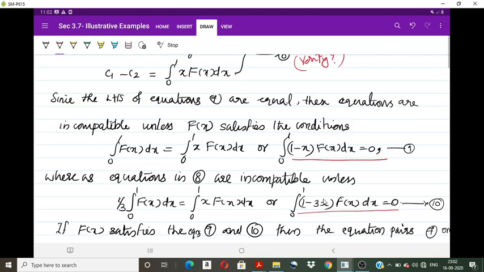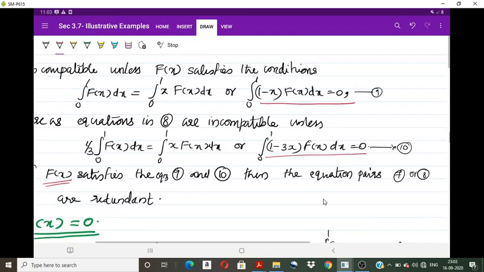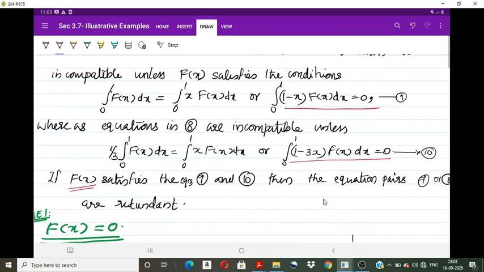If the function f of x is such that it satisfies equations 9 and 10, then equations 5, 7 or 8 are redundant, and we will get the same repeating equations.